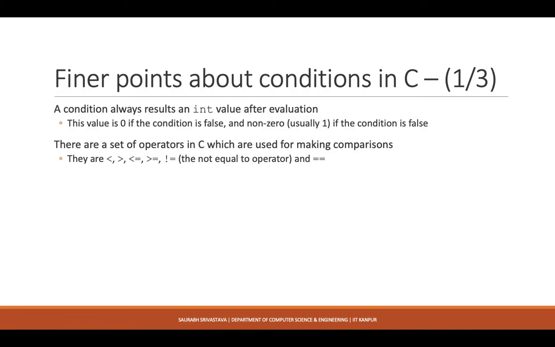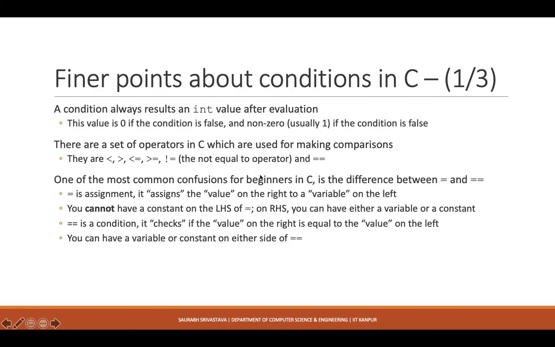Similarly, I not equal to 5 will evaluate to 0 if I is exactly 5, and then the double equal to is basically the equal to operator. One of the most confusing things for beginners in C is the difference between equal to and double equal to. So let's get this point straight, because this is going to be the same in almost all programming languages. You'll have two different operators for assignment and checking a condition.